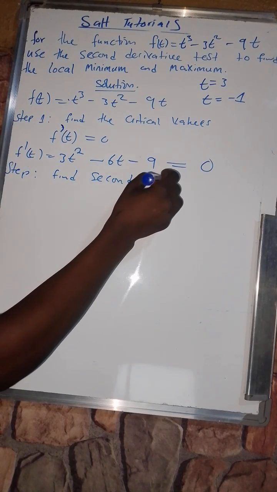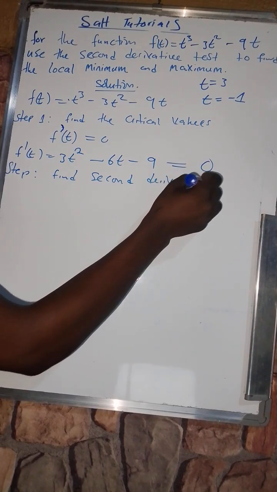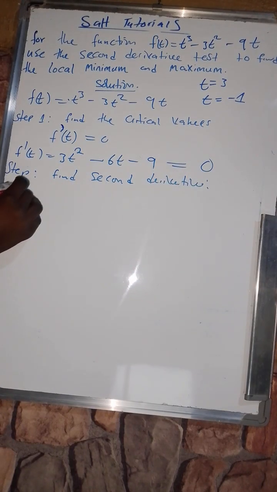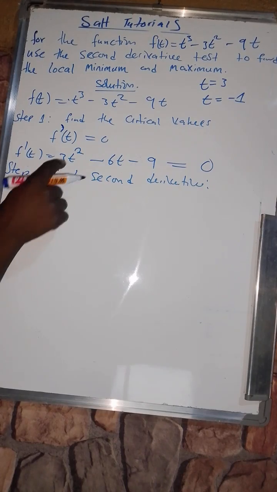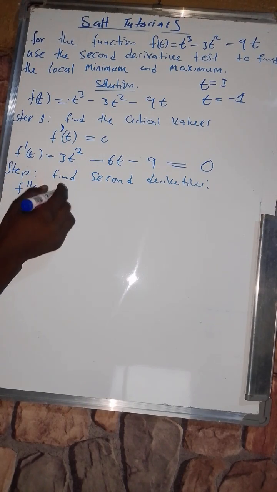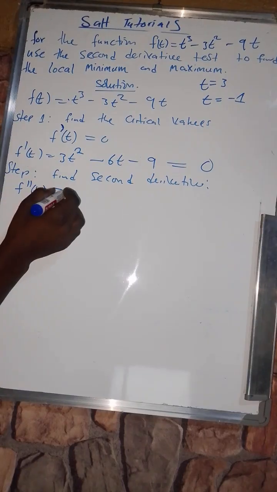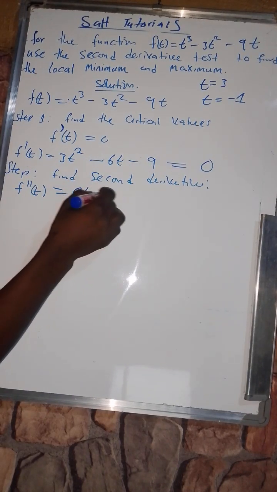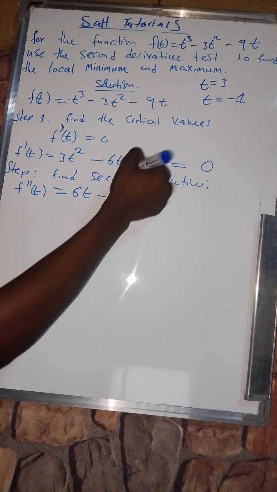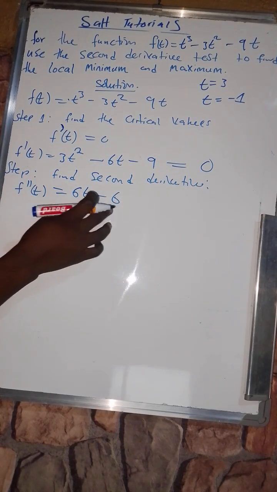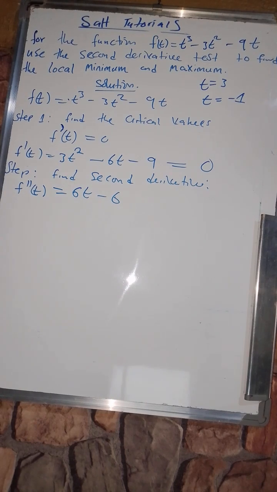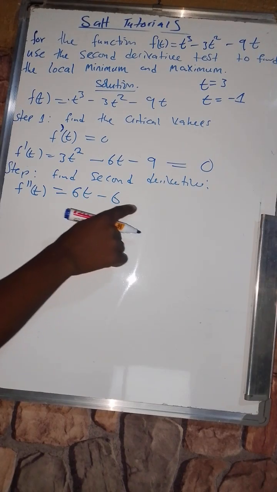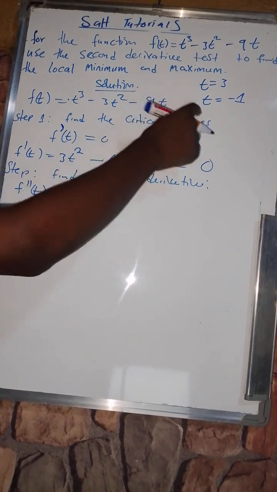The second derivative is f double prime of t. We are differentiating the first derivative now. So 2 drops down, this will be 6t, 1 minus 1, we have negative 6. This will just go away. We'll remain with 6t minus 6 as the second derivative. We'll use this second derivative to test which of these is a local minimum and which is a local maximum.